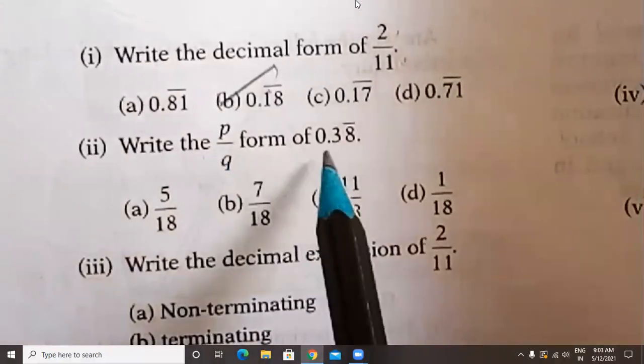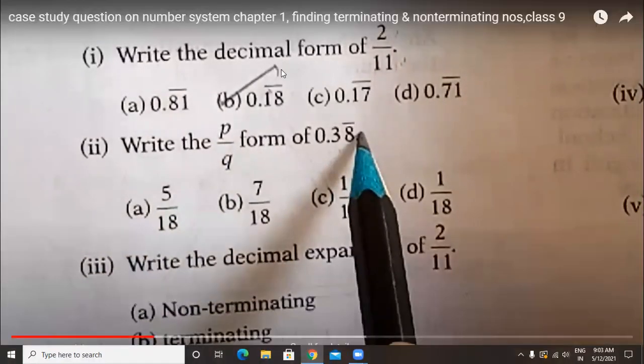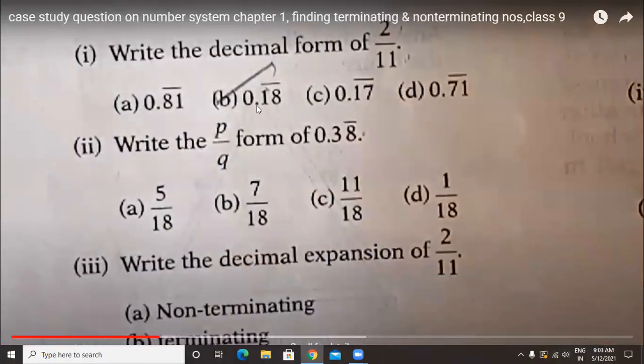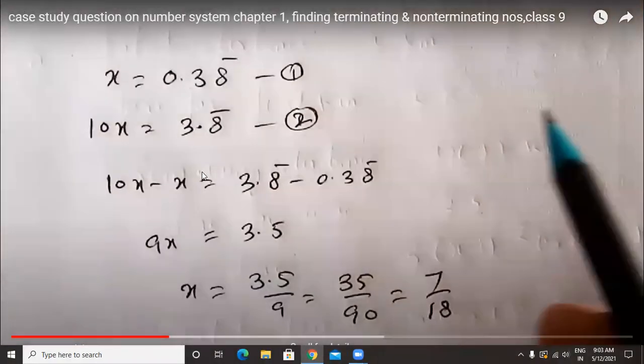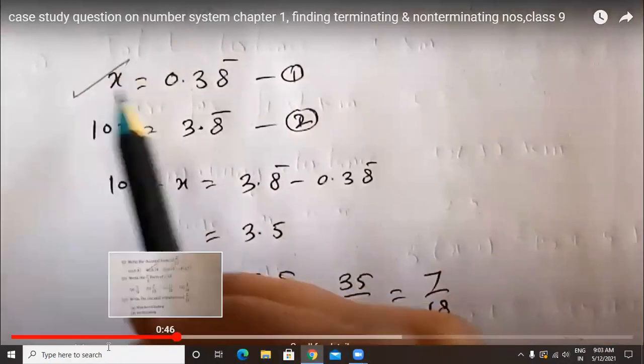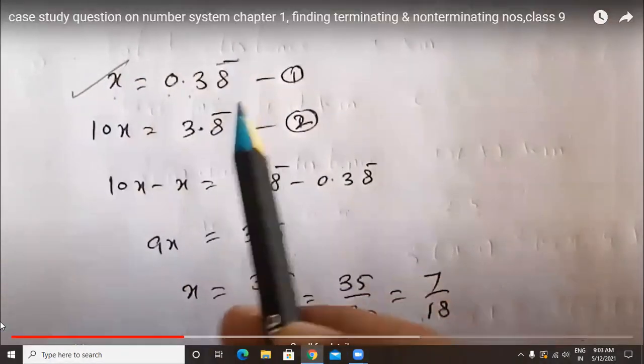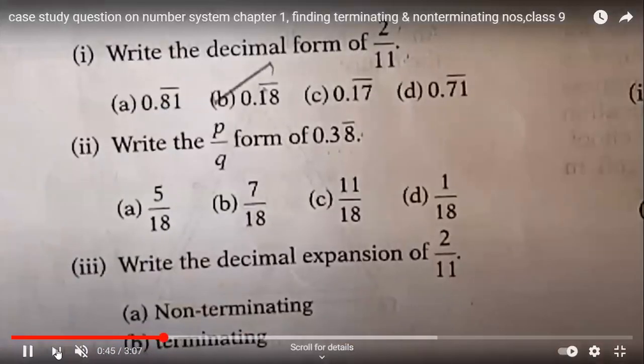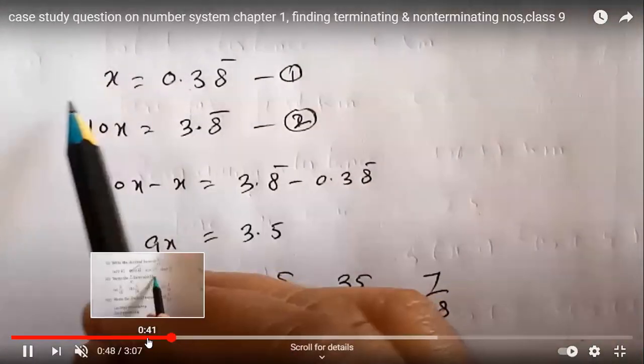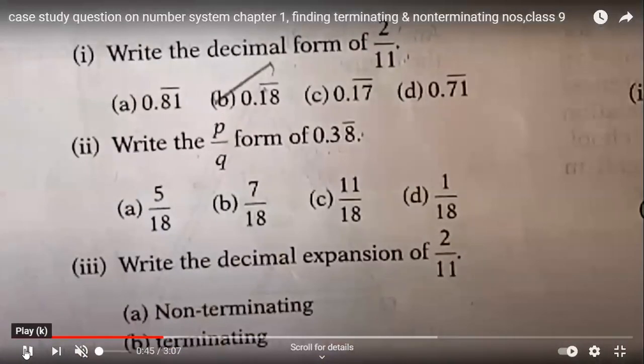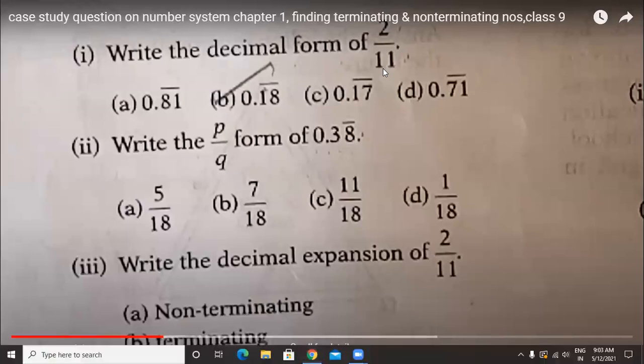Yes, Prachi. The answer of this part is 0.18 bar. Okay. So 0.18 bar represents which type of decimal expansion? It shows a non-terminating but repeating decimal expansion. Write 0.38 bar in p by q form.